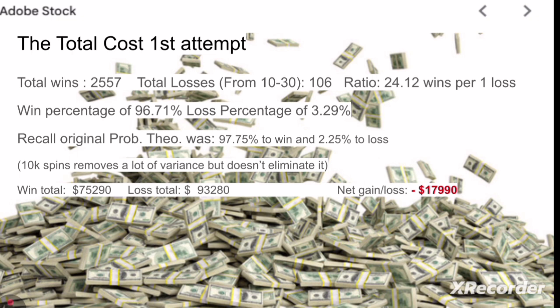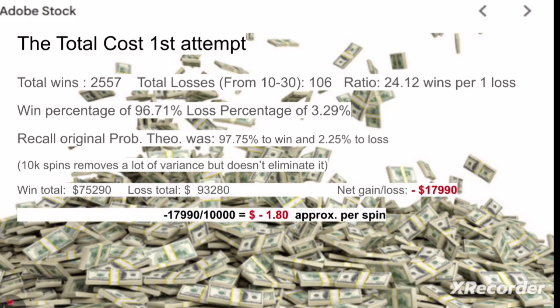There's still going to be some variance there in that 10,000. Our total wins ended up being $75,290. Our total losses $93,280, which means we ended up losing a net $17,990. If you take into account that this was 10,000 spins that we made, then approximately every spin ended up costing us $1.80.